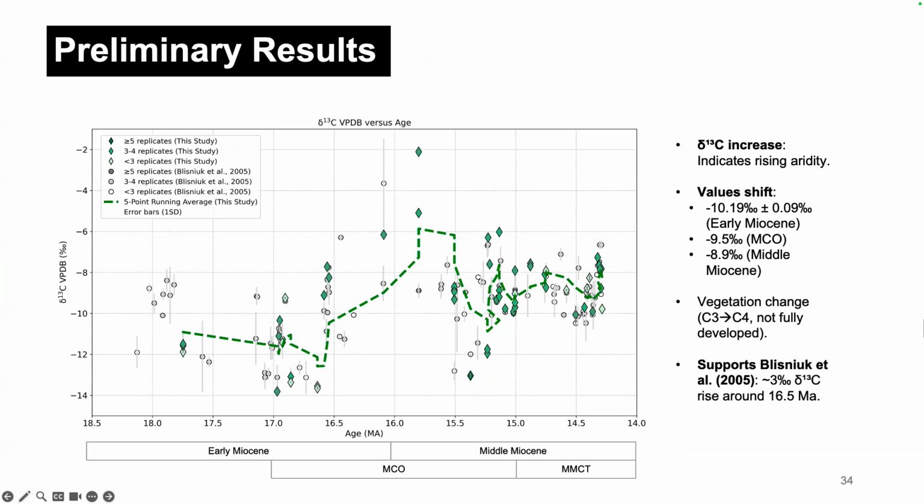These trends align with Blisniuk et al., who observed about a 3 per mil increase around 16.5 million years ago, linking it to the Andean uplift, which intensified the rain shadow effect on the eastern foreland and contributed to increasing aridity. However, delta 13C values suggest greater aridity. The presence of significant C4 vegetation may not have fully developed until later.